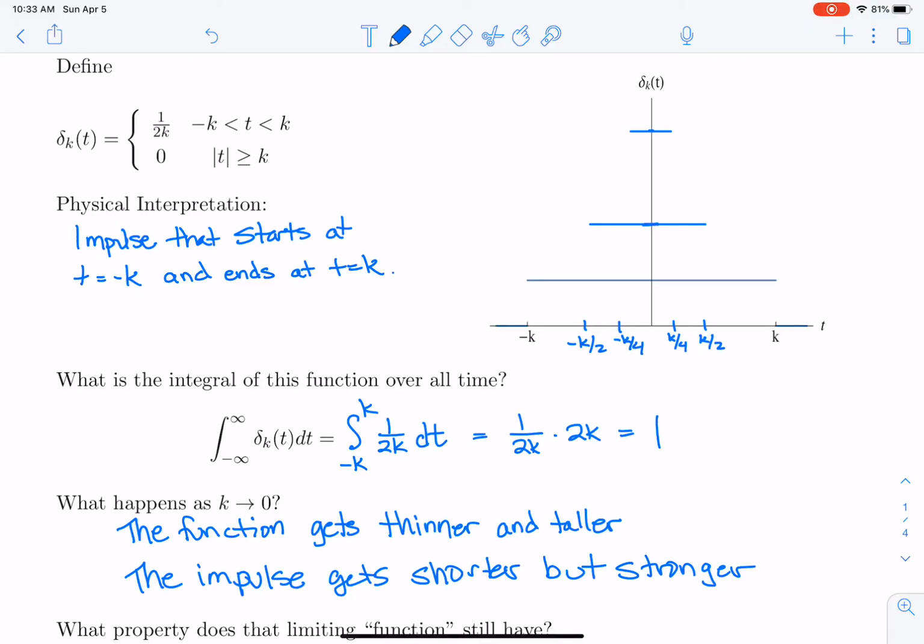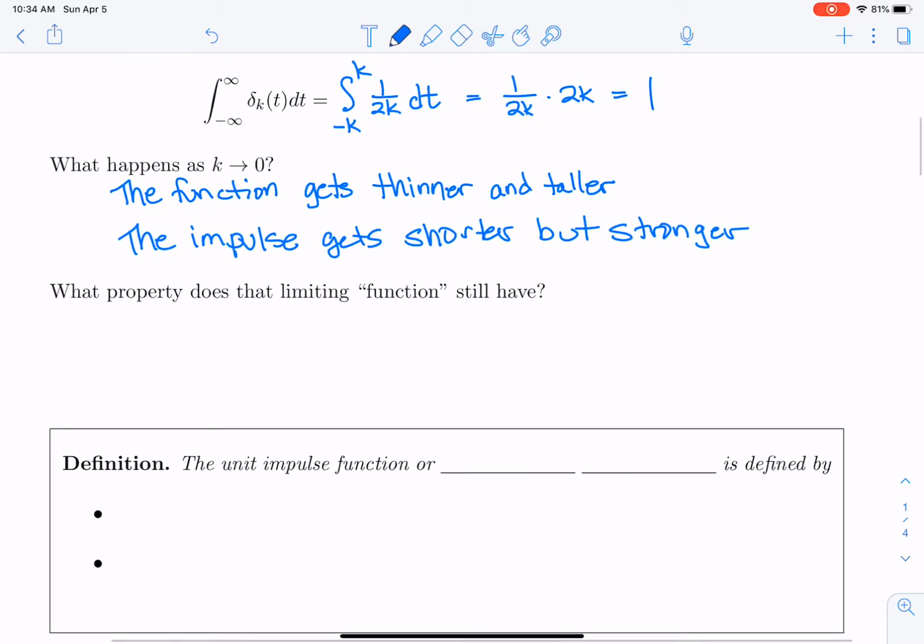Now, if you look at these rectangles, okay, we had that the area under that rectangle was 1 when we integrated from minus k to k. But again, because this is twice as tall, the integral of that rectangle is going to be 1. And then when we got this impulse to be narrower, but it was twice as tall, okay, the area of that rectangle, or the integral under that function, is again going to be 1. So notice that the integral always stays 1. Okay, so what happens as k goes to 0?